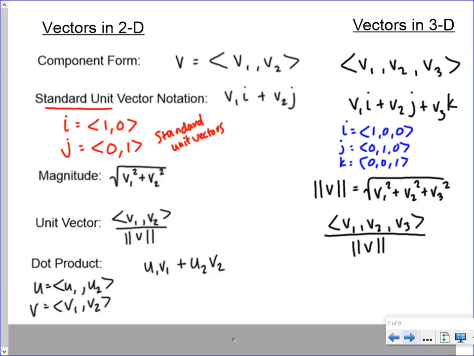You could imagine in 3 dimensions, we have an extra component, right? We'd have a u sub 3 and a v sub 3. So we just need to add that product. So our new dot product in 3 dimensions is u sub 1 v sub 1, plus u sub 2 v sub 2, plus u sub 3 v sub 3.